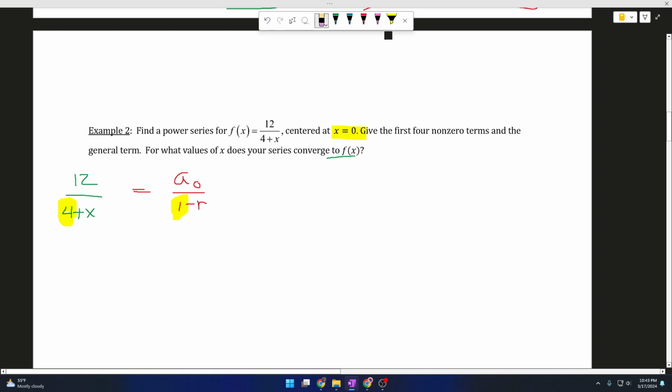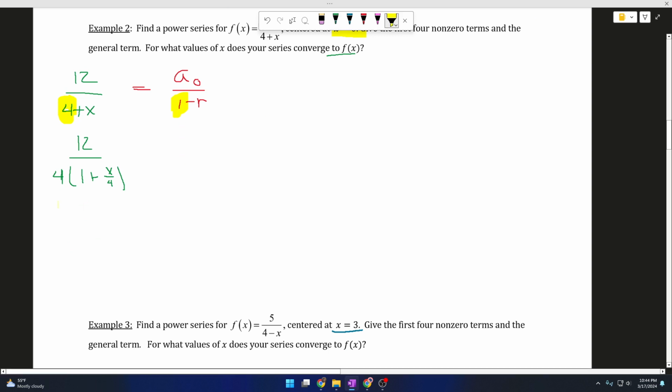If we want to make the 4 into a 1, we're going to have to divide by 4. The easiest way to show that division by 4 is to factor it out. After factoring it out, we can go ahead and divide these terms together, because they make the a0 anyway, and get 3 over 1 plus x to the 4. This means that we have a geometric series whose a0 is 3 and r is negative x over 4. Remember that the formula has a minus in it, so whenever you see a positive here, we get a negative, and vice versa.